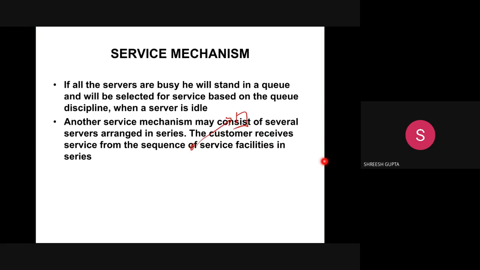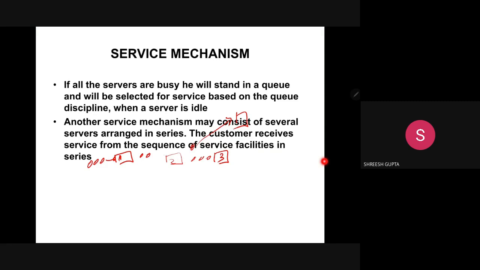The service mechanism may consist of several servers arranged in series. The customer receives the service from a sequence of service facilities in series. Means here we have server 1, here we have server 2, here we have server 3. So here the customers are waiting. He takes the service from here, then some customers are waiting here, then some customers are waiting here.